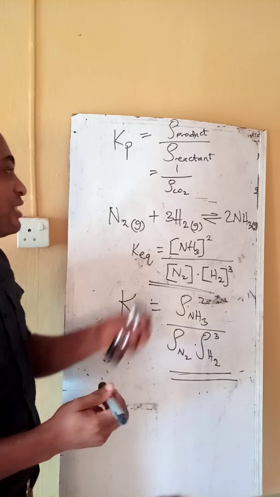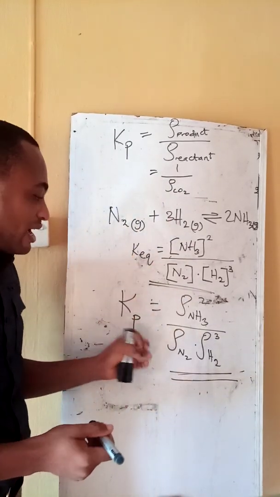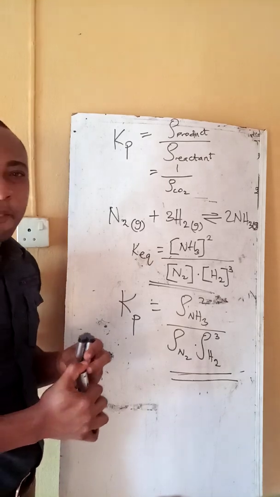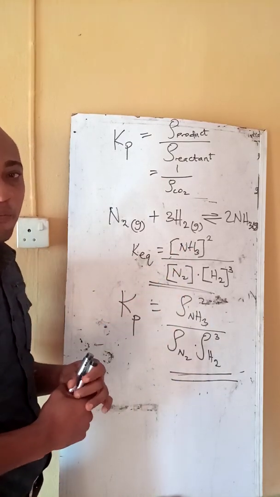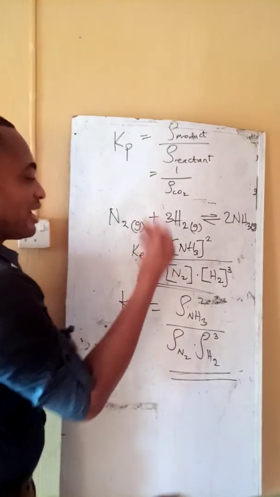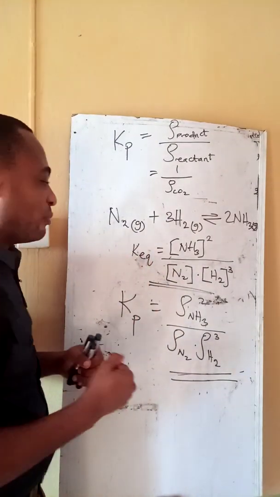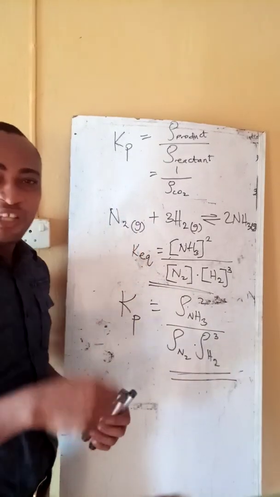So this is how you get your partial pressure for both the equilibrium constant KEQ and that of your KP. I trust you understand this. This is the last aspect of equilibrium, where you deal with writing out KEQ, the equilibrium constant for molar concentration, and the equilibrium constant when you have a partial pressure.